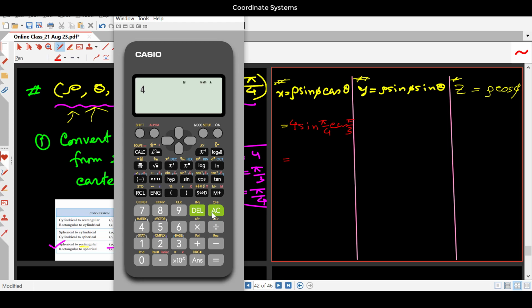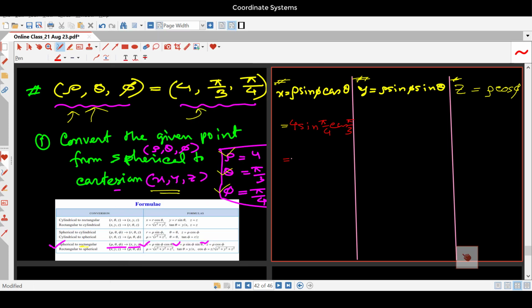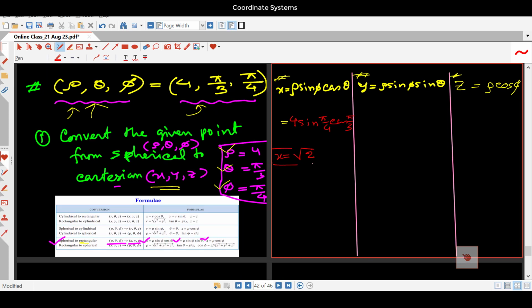We need to find the value of 4 sine pi by 4, which means 180 divided by 4, times cosine 180 divided by 3, that is pi by 3. So let's see what our result is. The result is root 2. So this is x. x has been found.